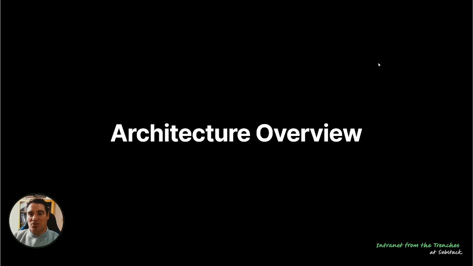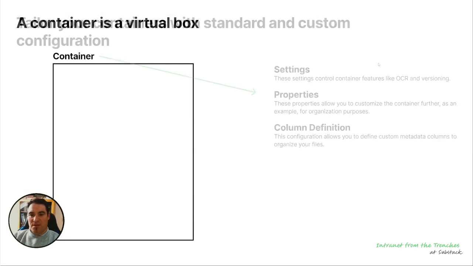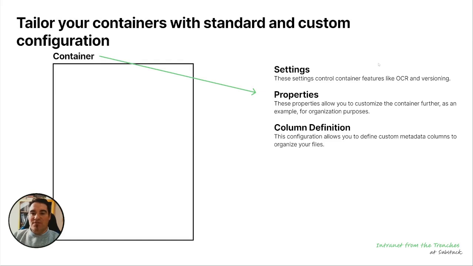What about the architecture overview? The main concept is the container. The container is a virtual box in the cloud that you can tailor with different kinds of settings and properties. Settings like enabling OCR, or the versioning of the documents that will be managed by the container, or properties allowing you to add information to the container for organization purposes.